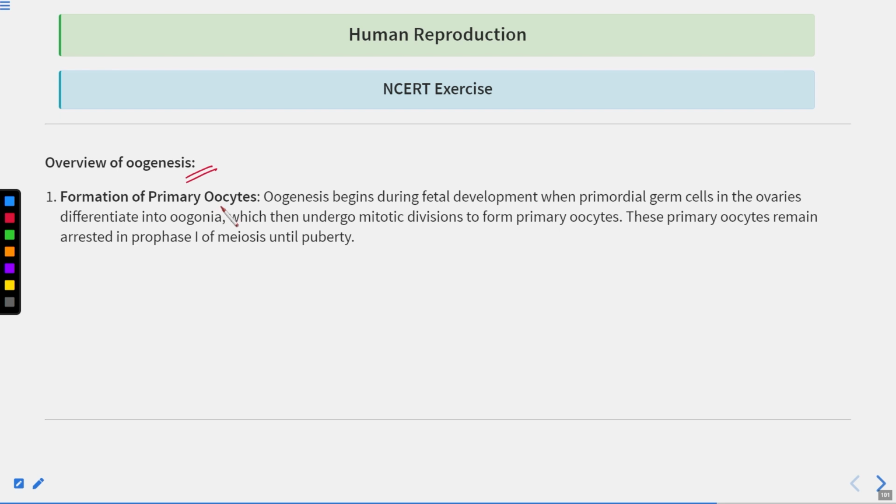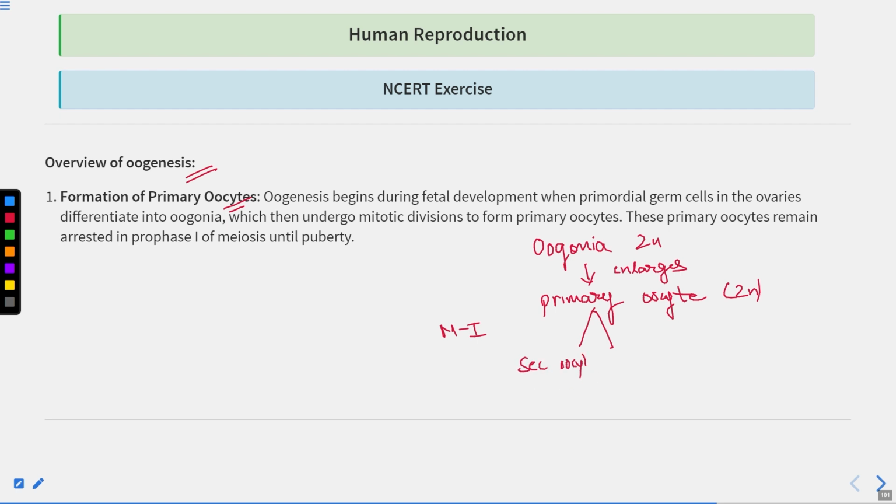We have already discussed oogenesis. First is the formation of the primary oocyte. Clear? So now we know there are some oogonia cells. These oogonia cells are diploid. This oogonia enlarges and forms the primary oocyte. The primary oocyte is diploid. Then this primary oocyte divides by meiosis 1 and forms the secondary oocyte. This we've already discussed, and it forms the first polar body.